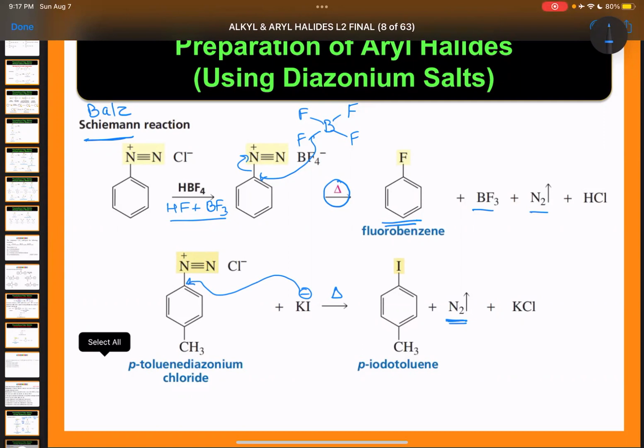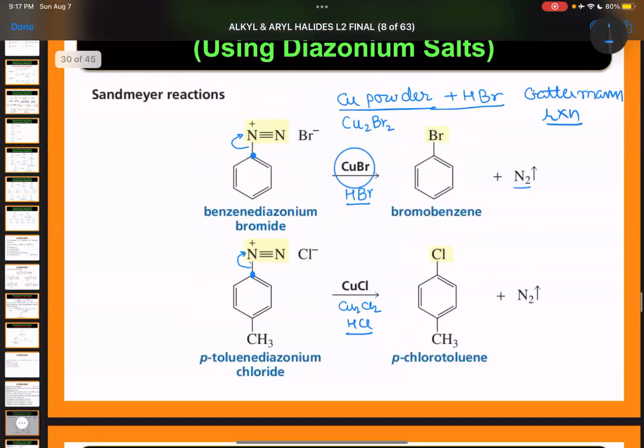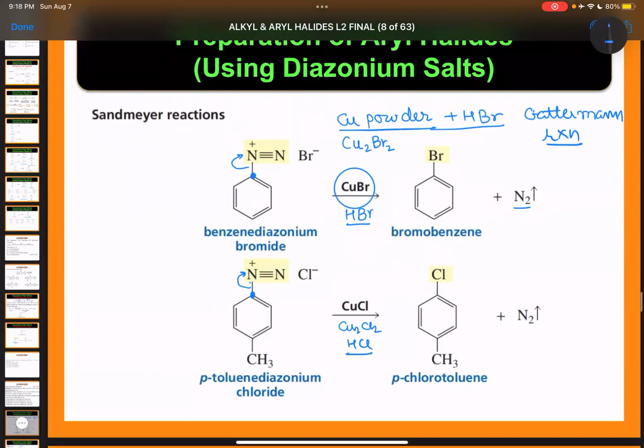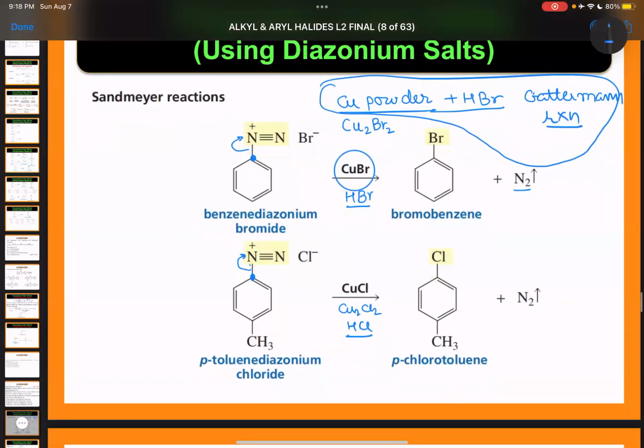This name is also neither Sandmeyer nor Gattermann. There is no name for this method. There is a name given to the method to attach fluorine via diazonium, that is Schiemann reaction, and there is a name given to attach chlorine and bromine via diazonium. Either by using cuprous salt and HX, HBr and HCl, that is Sandmeyer, or if you take copper powder and HCl or HBr, that is called Gattermann reaction. Is it clear? Yes. Very, very important.